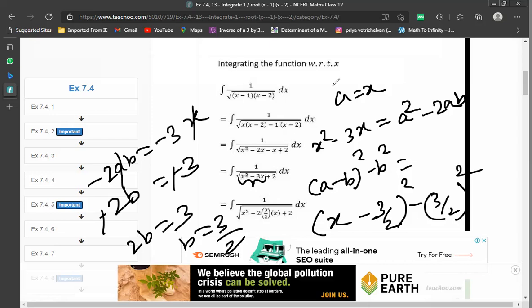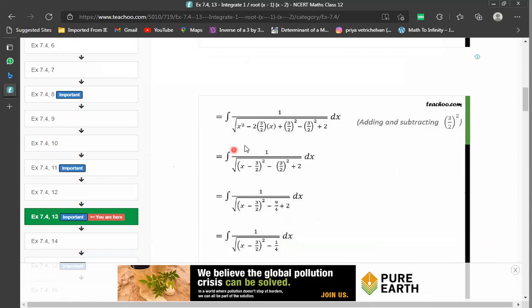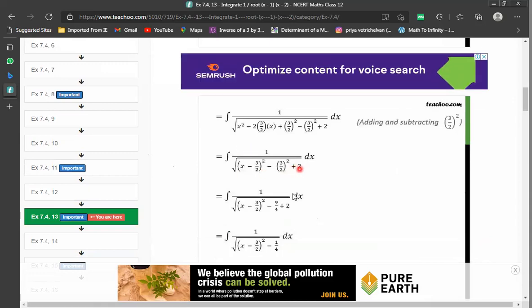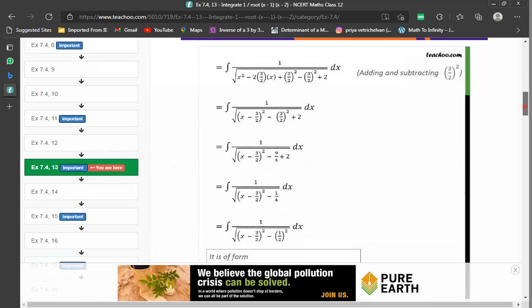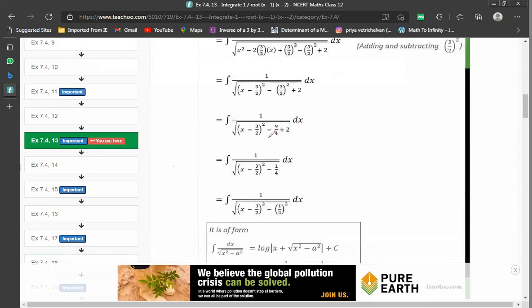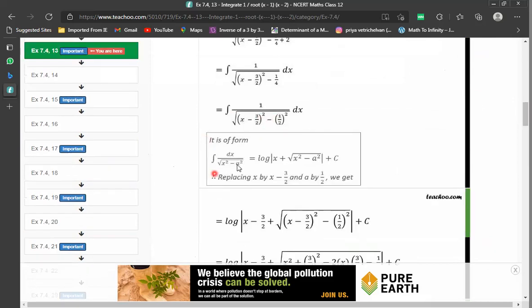Okay? And you have plus 2 here. 9 by 4 plus 2 can be, you can take LCM for this. It will turn into 1 by 4. And 1 by 4 can be written in the 1 by 2 the whole square form. So now if you check, it is of dx by square root of x square minus a square form, which can be written as log of x plus square root of x square minus a square. The value of a is 1 by 2 here. The value of x is x minus 3 by 2.